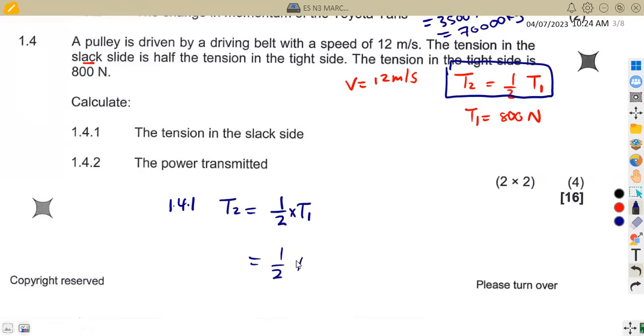So if T2 is equal to half of T1, I'm just going to multiply. That is half times T1. I have the tension in the tight side of 800. So this is going to give us 400 Newton. So I have T2, sorry, which is 400 Newton.